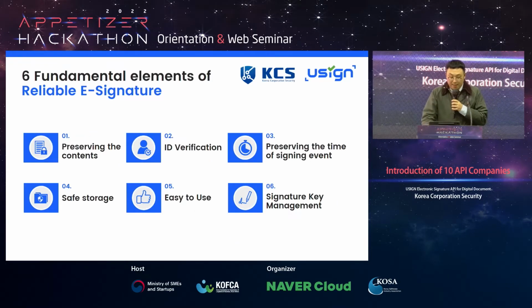Then let's get back to the topic I mentioned, what e-signature we must choose. At the point of developing uSign, we set 6 fundamental elements for reliable e-signature and tried our best to achieve them. First, it has to preserve the contents for the reliability of the document. Second and third, the signer's identity info and time of production must be preserved for the undeniable signature.